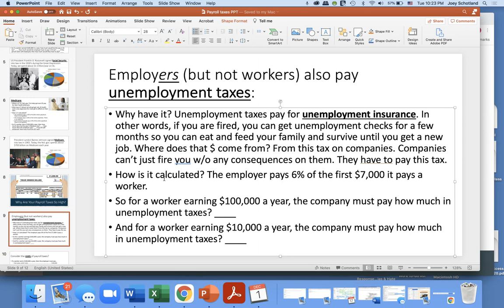How is the unemployment tax calculated? Well, the employer pays 6% of the first $7,000 that it pays a worker. 6% on the first $7,000 it pays any worker. So, for a worker earning $100,000 a year, the company must pay how much in unemployment taxes? And let's say the worker earns just $10,000 a year. The company must pay how much in unemployment taxes?